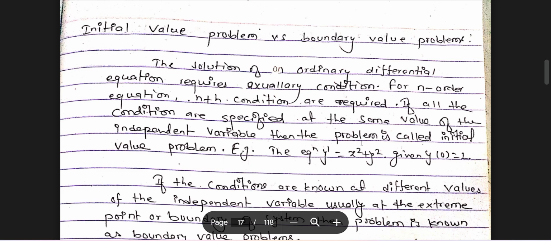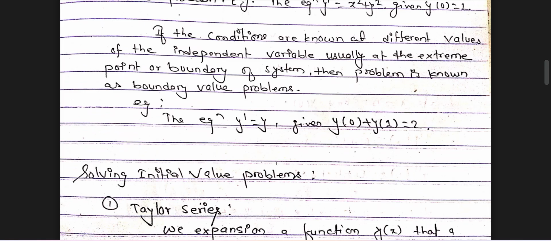Initial value problem versus boundary value problem. The solution of an ordinary differential equation requires auxiliary conditions; for an nth order equation, n conditions are required. If all the conditions are given at the same value of the independent variable, then the problem is called an initial value problem. Example: y1 = x squared plus y squared, given y = 0. If the conditions are given at different values of the independent variable, usually at the extreme points of the boundary of the system, then the problem is known as a boundary value problem.